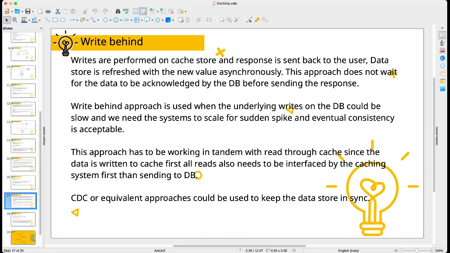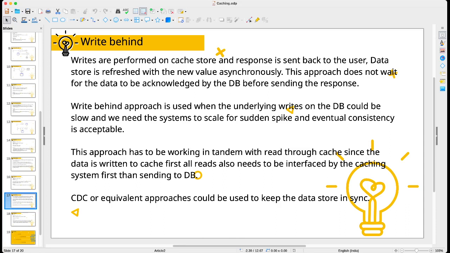This approach does not wait for the data to be acknowledged by the DB. As soon as the data is written to the cache, the response is sent back. We need not do an atomic write, which we discussed in the previous lecture, where the data has to be written to two systems, database and cache, atomically. No, this atomic write is only for the cache, it is not to the DB.